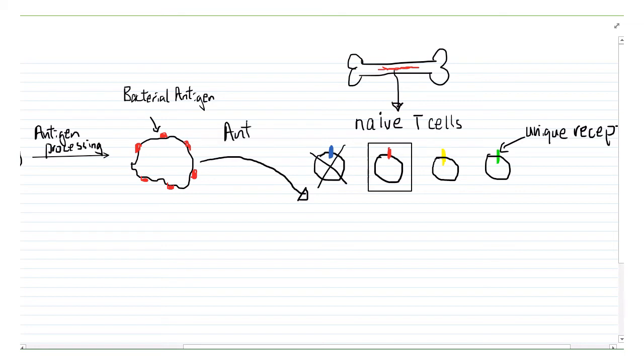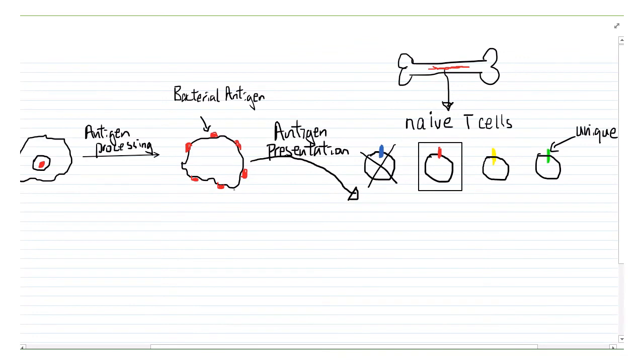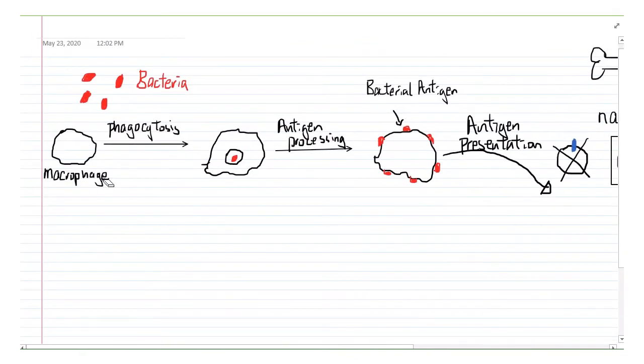Okay, so the process of showing the bacterial antigens to these naive T cells is called antigen presentation. Antigen presentation. So not every macrophage can do antigen presentation. Macrophage can, okay? Neutrophils cannot, for example. So when a cell is able to do antigen presentation, we call them an APC, antigen presenting cell. So a macrophage is an example of an antigen presenting cell, APC.